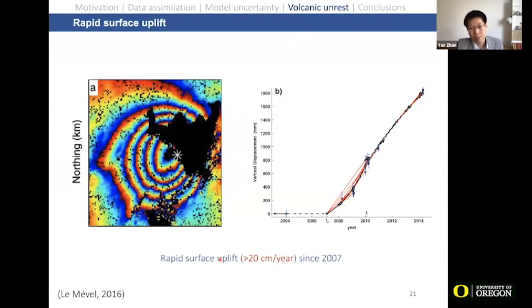Since 2007, this volcano has experienced a very rapid surface uplift, about 20 centimeters per year. So it will create displacement in 15 years as high as the roof of my room. And at that time, everyone was asking whether or not this system was going to erupt.